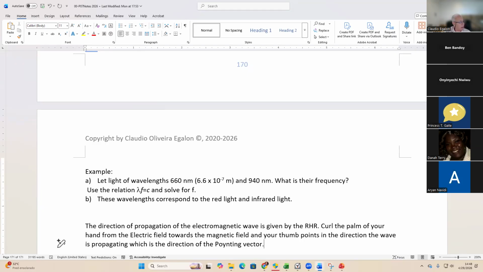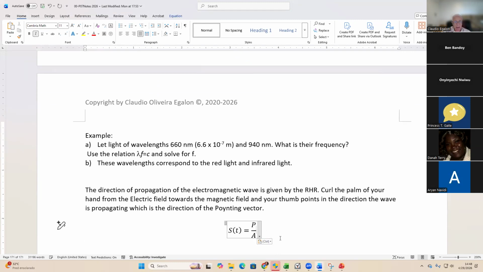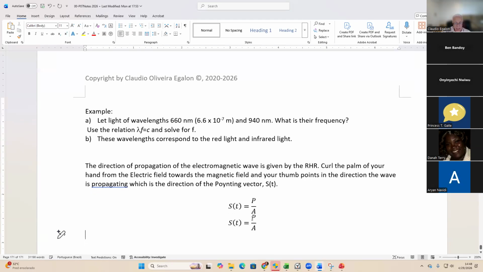Okay, and how is the Poynting vector defined, right? The Poynting vector S is defined as the power of the wave divided by the area on which the electromagnetic wave is incident. Okay, and let's not forget that the power is what? Is delta U divided by delta t.